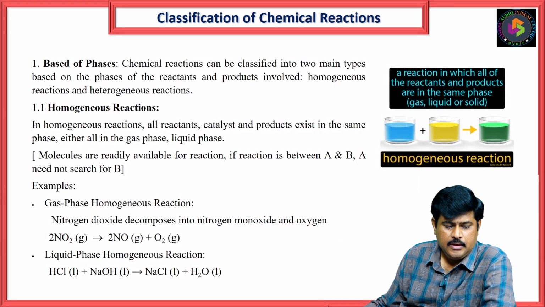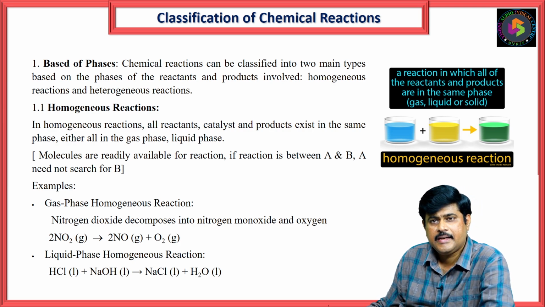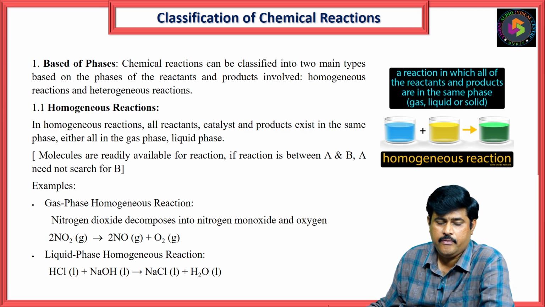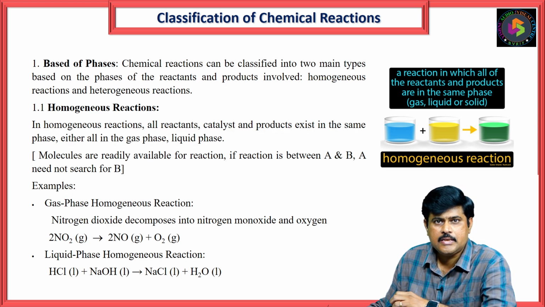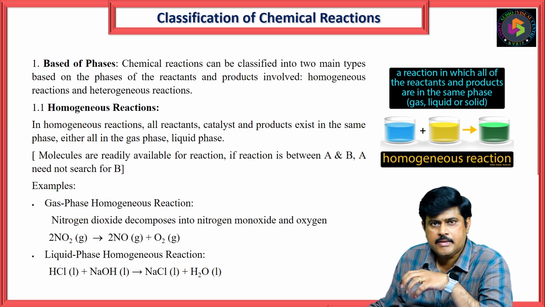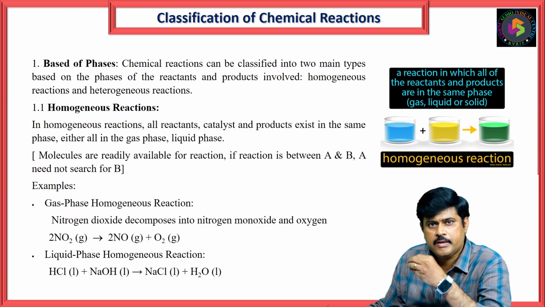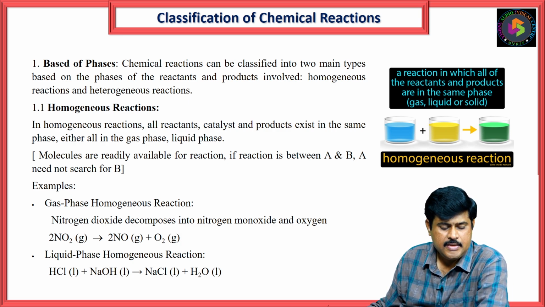First, coming to the classification based on the phases. Chemical reactions can be classified into mainly two types based on the phases. First one is homogeneous reactions, second one is heterogeneous reactions. In homogeneous reactions, all the reactants and products are in the same phase. It may be gas phase reactions or liquid phase. That means all the reactants and products are in the gas phase or all are in the liquid phase. Then it is called homogeneous reactions.